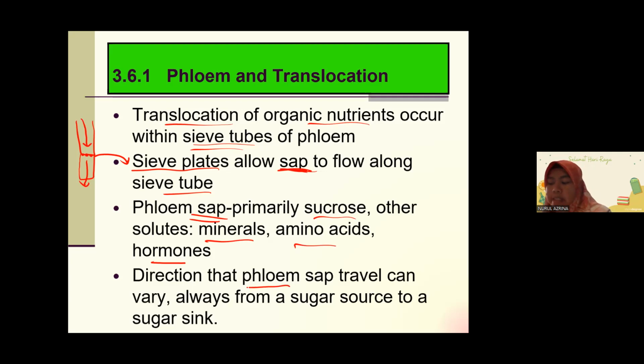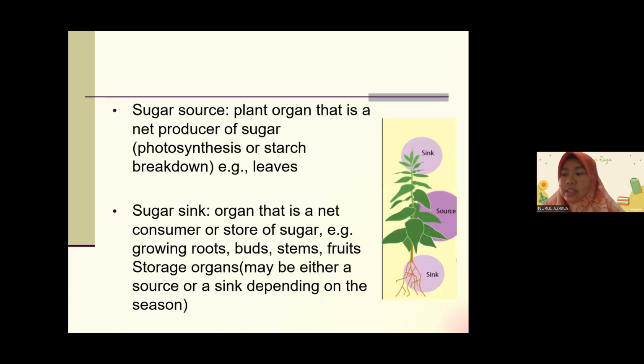The direction of phloem sap travel can vary, but it is always from sugar source to sugar sink. Maknanya, sugar or solutes transported within the phloem must always be transported from the sugar source to the sugar sink, but the direction would be different. What is a sugar source? So a sugar source is the plant organ that produces sugar, or we call it the net producer of sugar. Di mana sugar dihasilkan, kita panggil sebagai sugar source. It can be, for example, the leaf. The leaf is the sugar source, right?